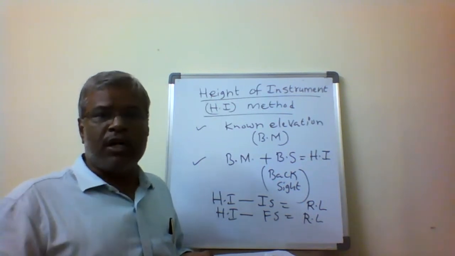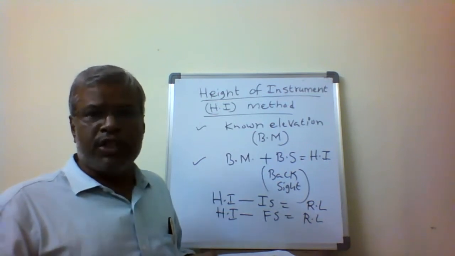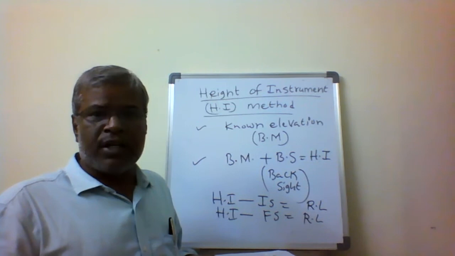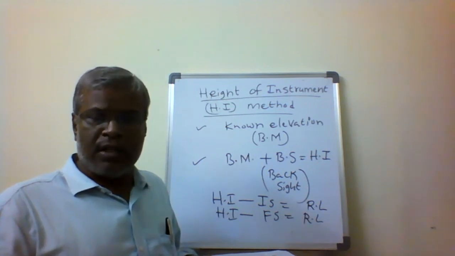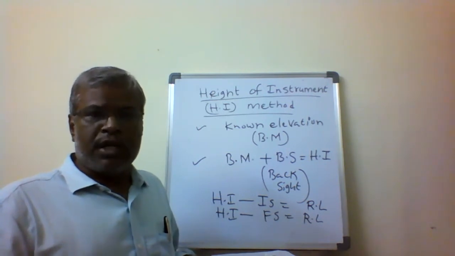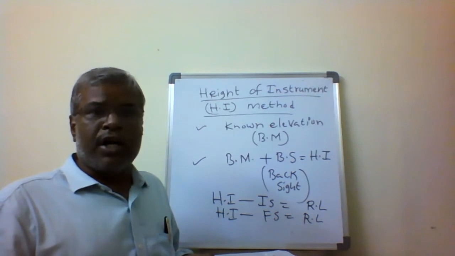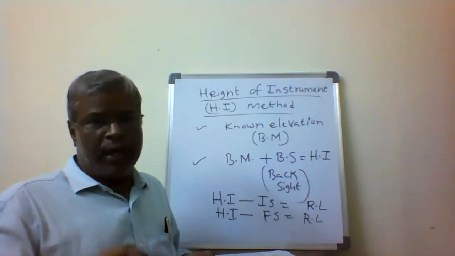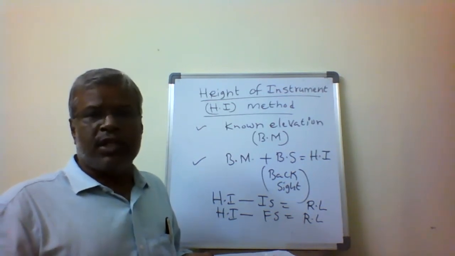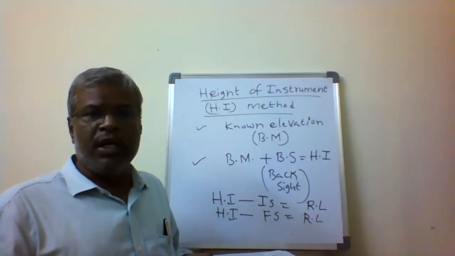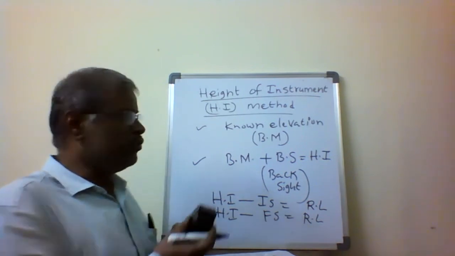First, we have to start from the known elevation. The known elevation is the benchmark, to which we add the first reading, which is going to be called a backside reading. Then we are able to get the height of the instrument. From the height of the instrument, the intermediate reading is subtracted, and then we get the reduced level or the elevation of that point. Similarly, if the foresight is subtracted from the height of the instrument, we get the reduced level of that point. Here the question is, what is the intermediate sight and what is the foresight?